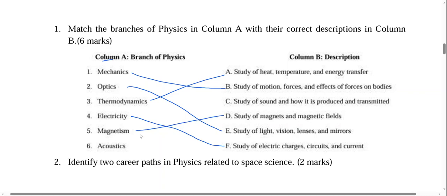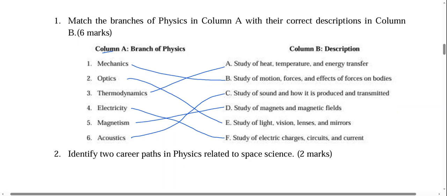Then number 6 of column A, we have acoustics. Acoustics, the study of sound and how it is produced and transmitted. Therefore, it is part C of column B as that.